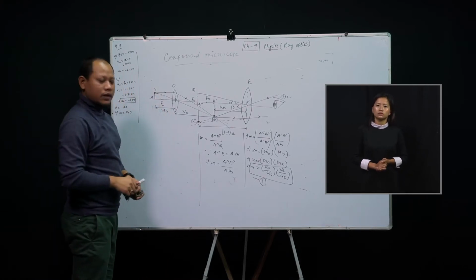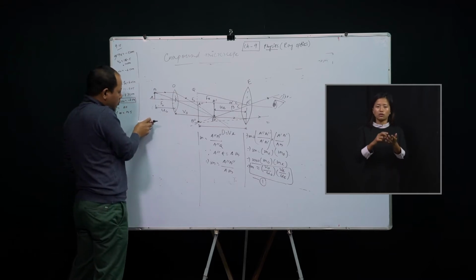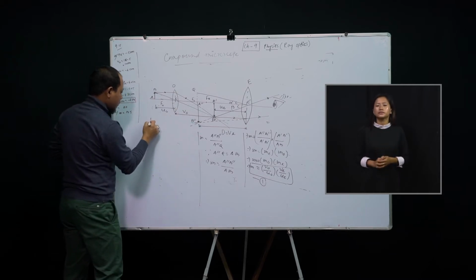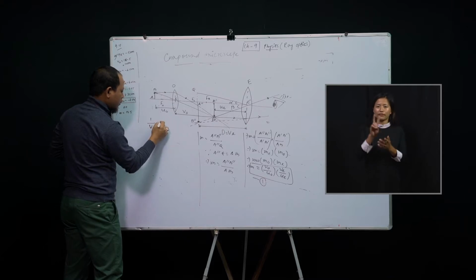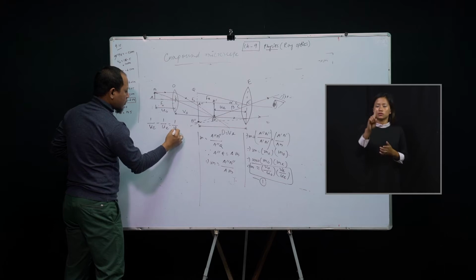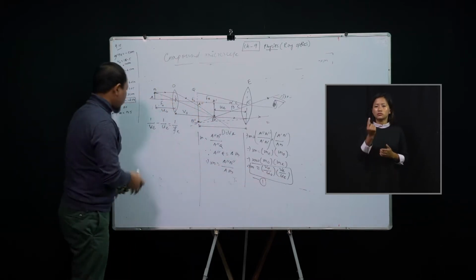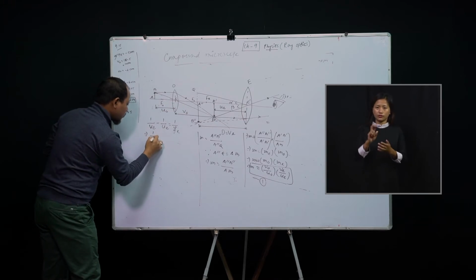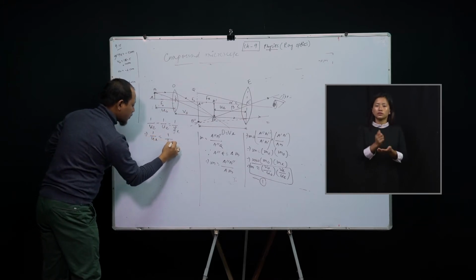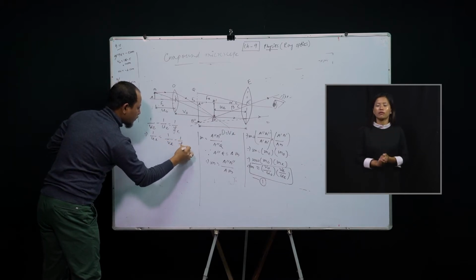From the lens formula for the eye lens, I can write 1 by VE minus 1 by UE equal to 1 by FE. We need the value of 1 by UE, so 1 by UE should be 1 by VE minus 1 by FE.